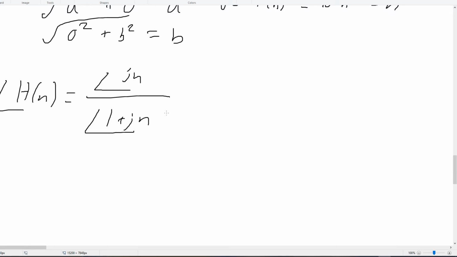All right, so this one is an interesting one. The first thing that I have to say is another identity, or I don't know what you would call it, but if you have the angle of A over B, this is also equal to the angle of A minus the angle of B.